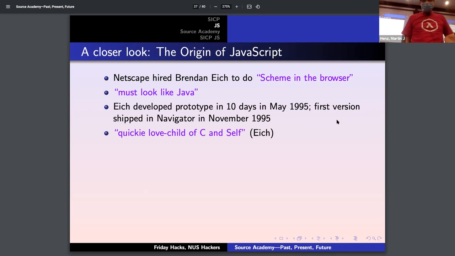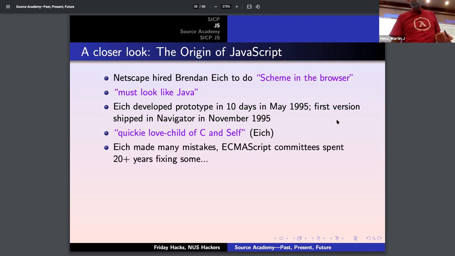And he, as a result, got many things wrong. He made many mistakes. He himself admits that. Everyone knows it. And the JavaScript committees had to basically spend years to fix those mistakes.